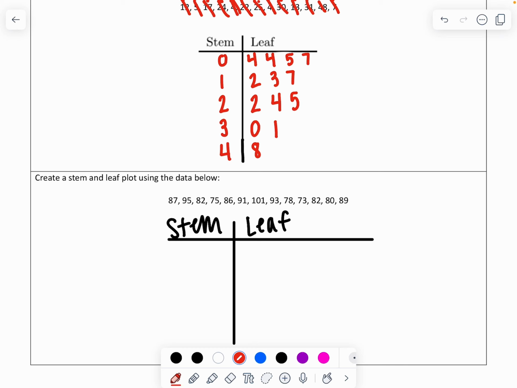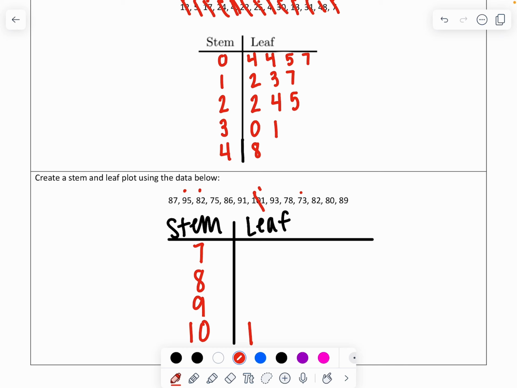So now, as I go through these, I want to find my smallest number, which it looks like is 73. And so that means I'm going to start with a 7. And then I also see that I have some 8s, 9s, and 10s. So I'm going to put them all just so I know what I have. And yes, 10 does go there because that 10 is still going to represent 100. And then since it's 101, the 1 would go on the leaf. So the leaf is always just the 1 spot.